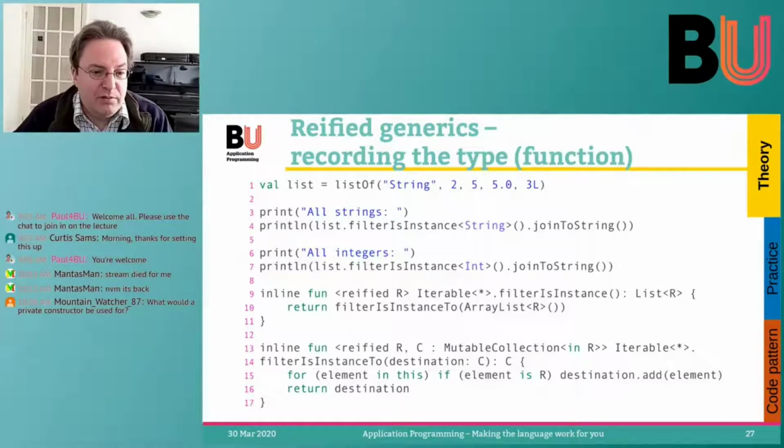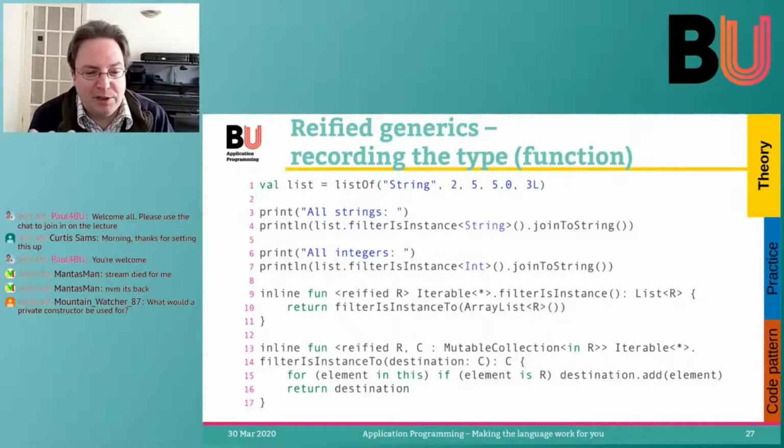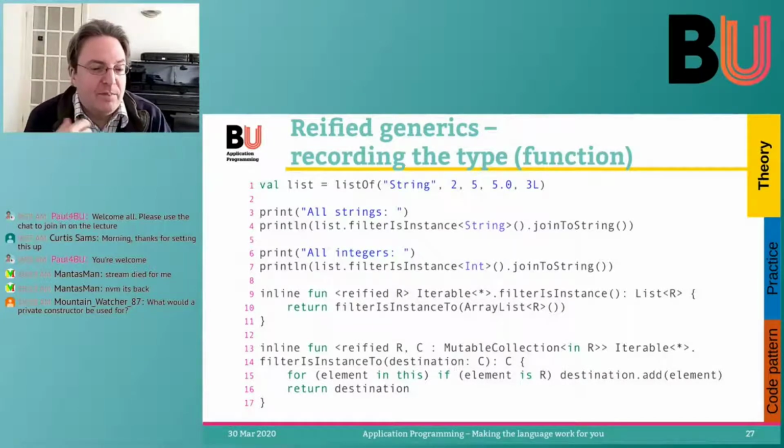So for example, we can do that in a function, in particular this filterIsInstance function. This is a built-in function in Kotlin, and I have just copy pasted the implementation. I've removed all the documentation to fit it on the slides. So we can get all strings out of this list. So this will print string only.